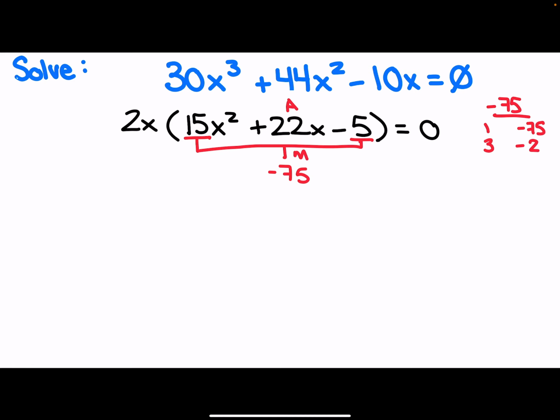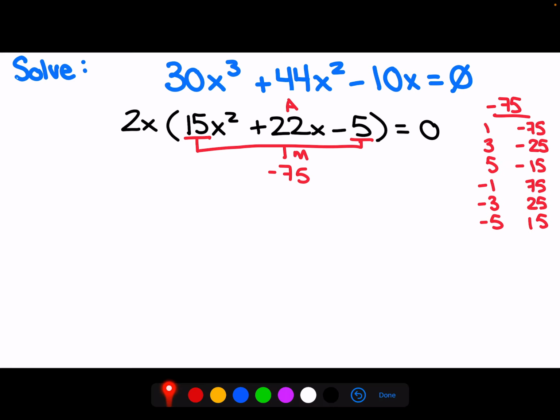And then we're going to look for numbers that add to be our middle term, positive 22, and multiply to be negative 75. So we list out all the factors of negative 75. Out of all these numbers that multiply to be 75, the only one that adds to be positive 22 is negative 3 and positive 25.